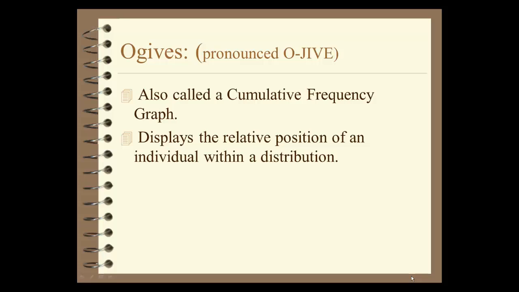As we saw in our discussion of relative frequency tables, we could also accumulate those values and create now what's called a cumulative relative frequency graph, or an ogive chart. These displays will be discussed in class with an activity, but it's important to know right now that they display the relative position of an individual within the distribution.